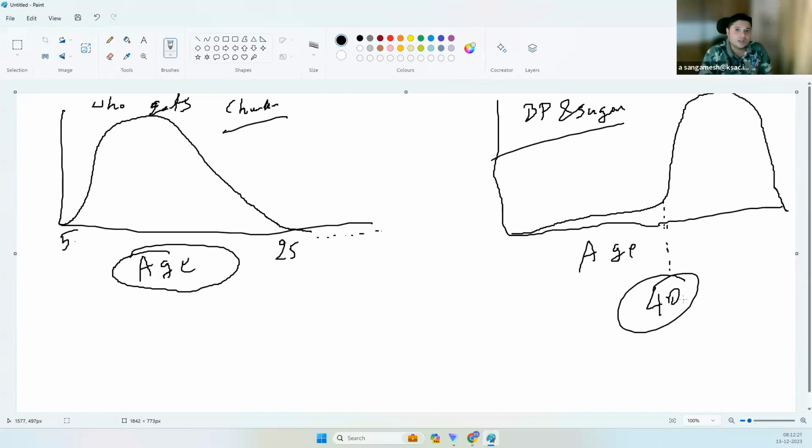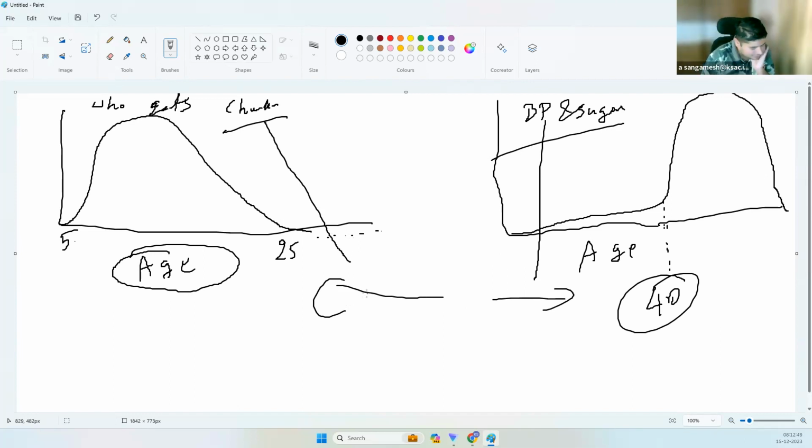So what I'm trying to say is, look at this. One visualization is skewed towards this side, and another is skewed towards this side. This BP and sugar is skewed toward this side, and chocolates are skewed towards this side. This is 100% actual data, a practical example of what goes around you. I'm just giving you a small idea.